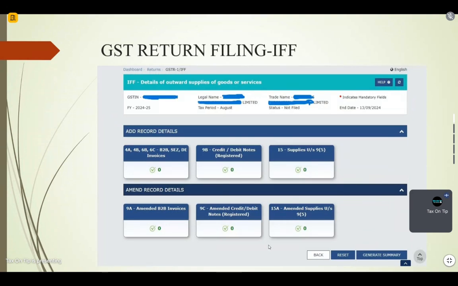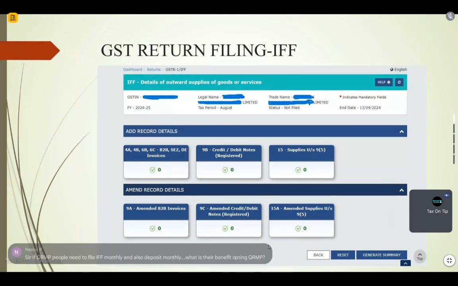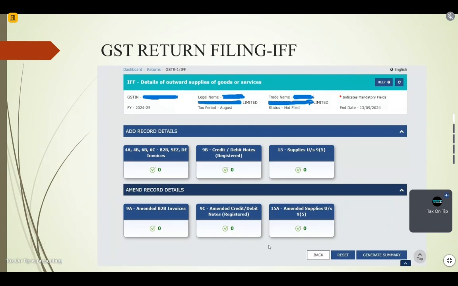So IFF is basically only for the purpose of reporting the invoices issued to the registered person, or credit or debit notes issued to the registered person. You can see that there is no HSN table and no document issue table. These tables will be available at the end of the quarter month. So if you are currently in the September quarter, it does not come in August. When you file the return for the September quarter, then you can see that all the tables are there.